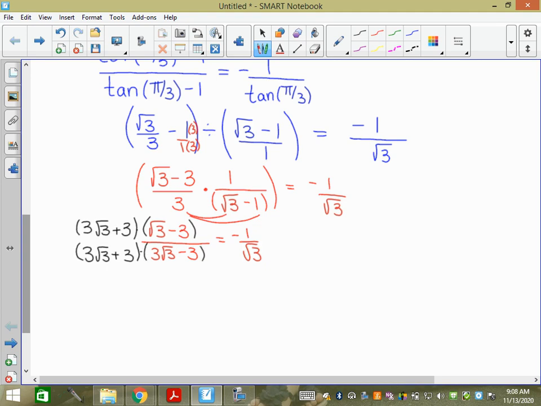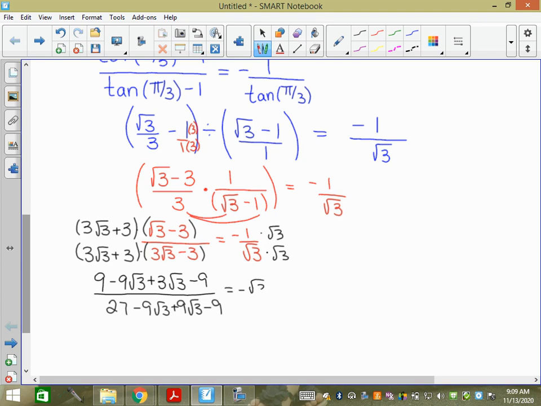So we get 3 times root 3, which is 9, because 3 times 3. Then negative 3 root 3 minus 9 root 3. And then plus 3 root 3 minus 9 over 3 times 3 is 9 times root 3 is 27 minus 9 root 3 plus 9 root 3 minus 9, negative root 3 over 3.